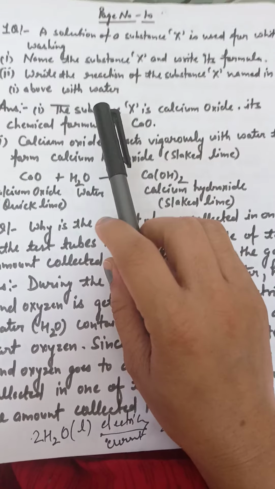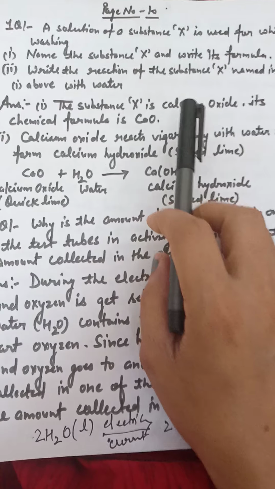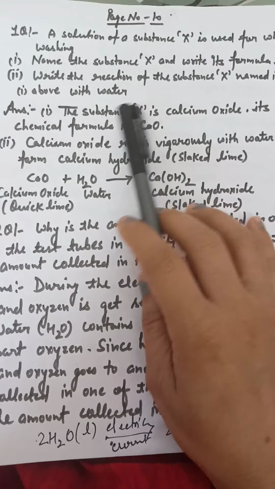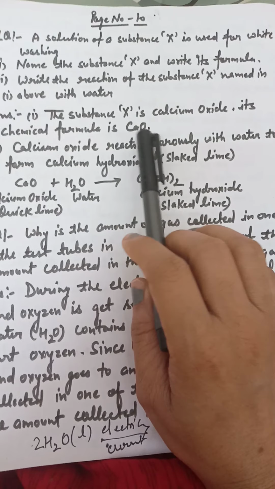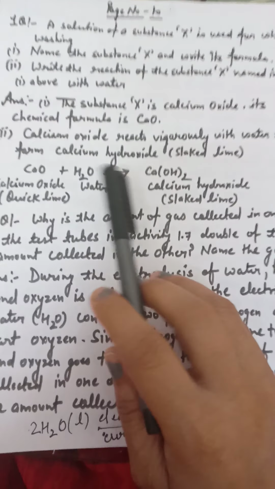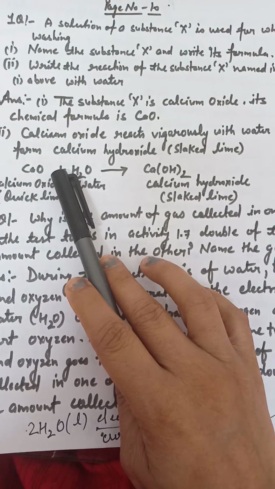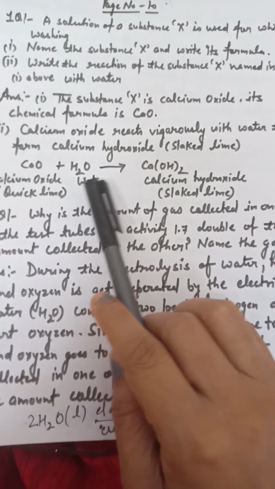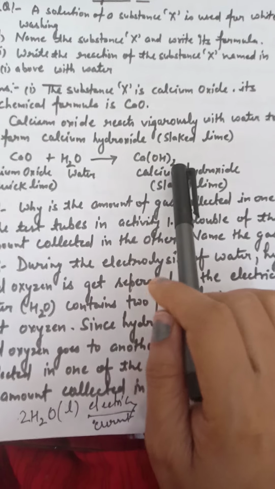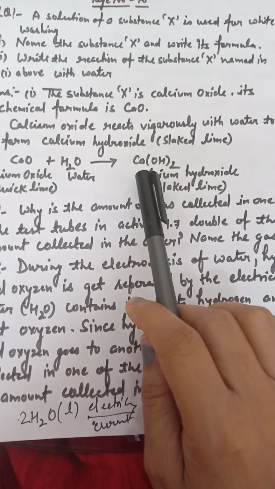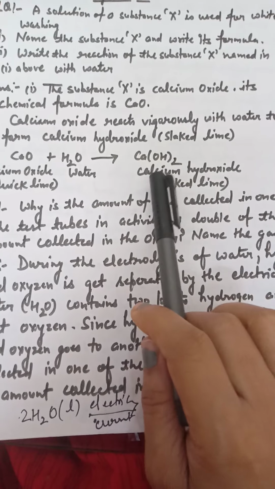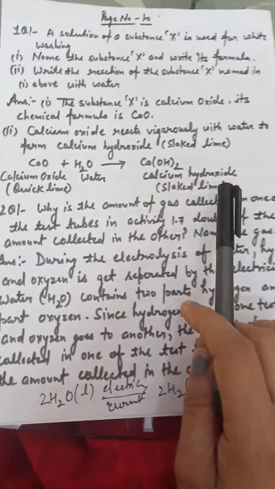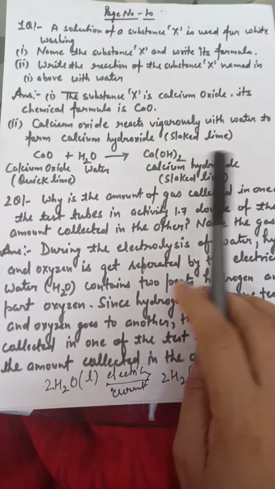As we know, the substance X which is used for whitewashing is calcium oxide. The name of the substance is calcium oxide and its chemical formula is CaO. And we know that whenever calcium oxide, that is CaO, whose other name is quicklime, reacts with water, that is H2O, it always forms calcium hydroxide, with the formula Ca(OH)2. The name is calcium hydroxide and its other name is slaked lime. So that is the formula for calcium hydroxide.